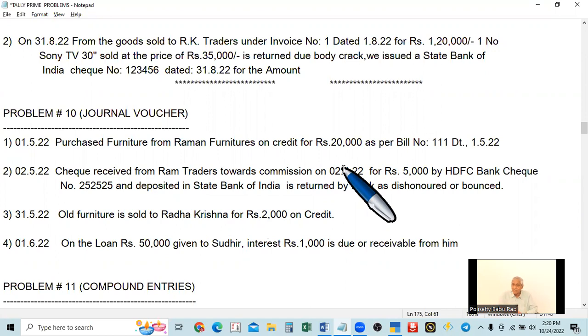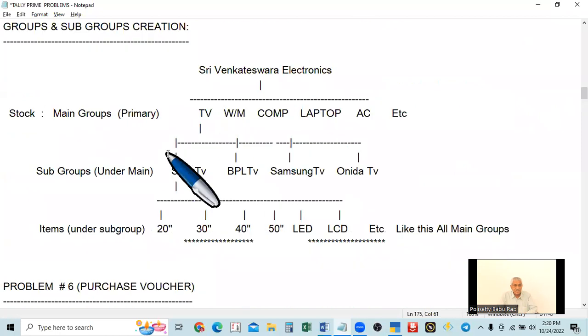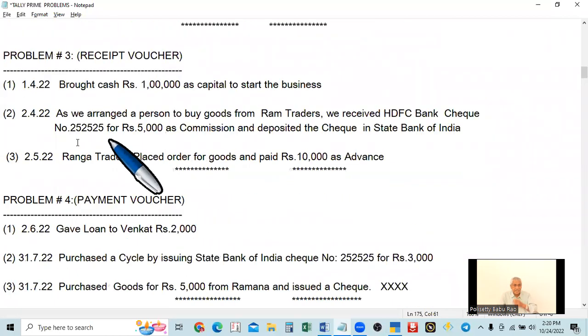Then commission was received then. So we'll go to the receipt voucher. See the receipt voucher. In the receipt voucher, you see 2nd April, as we arranged a person to buy goods from Ram Traders, we received an HDFC Bank check for 5,000 rupees as commission. It will definitely be deposited in our bank, State Bank of India.